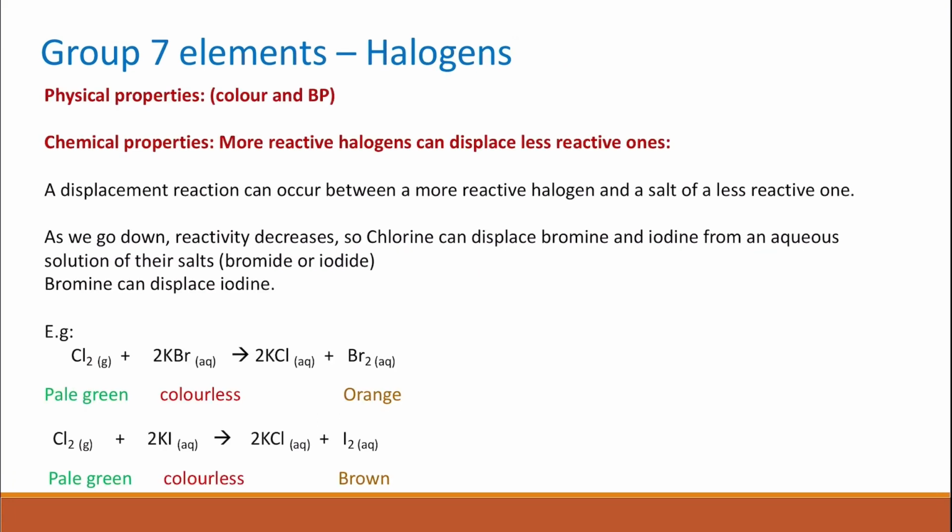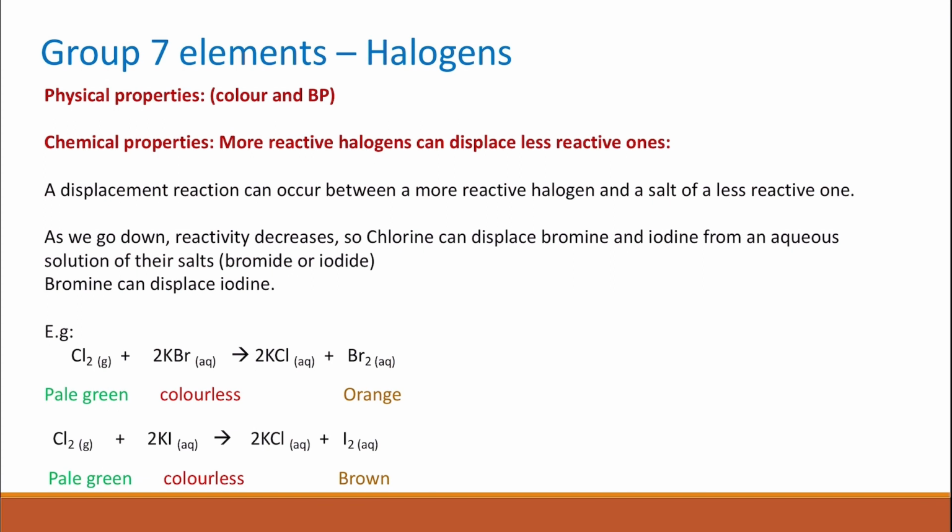And then group 7 elements, they tend to ask about the physical properties or their appearance. So whether it's a liquid, solid, or a gas, and the color of the different elements. So try to revise these ones. And then in terms of the chemical properties, it's the reaction between the halogens and the halides. So the more reactive halogen can displace the less reactive ones from their salts. So we have, as we said, as we go down, the reactivity decreases.